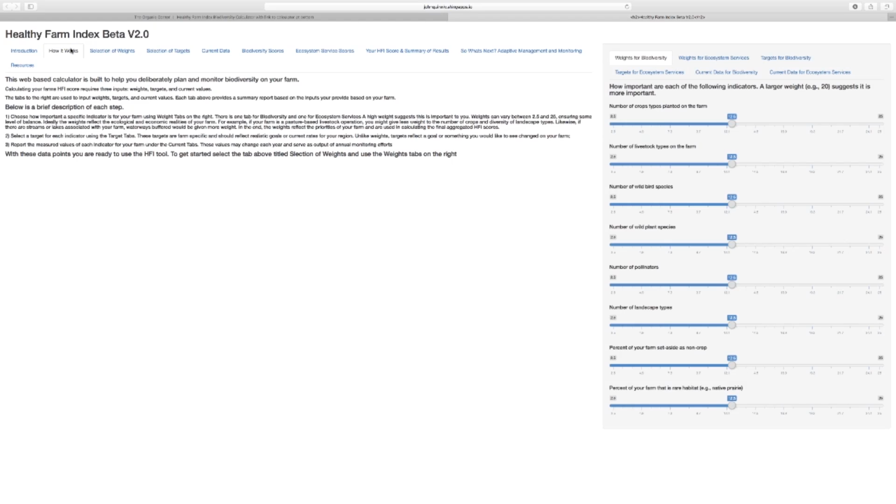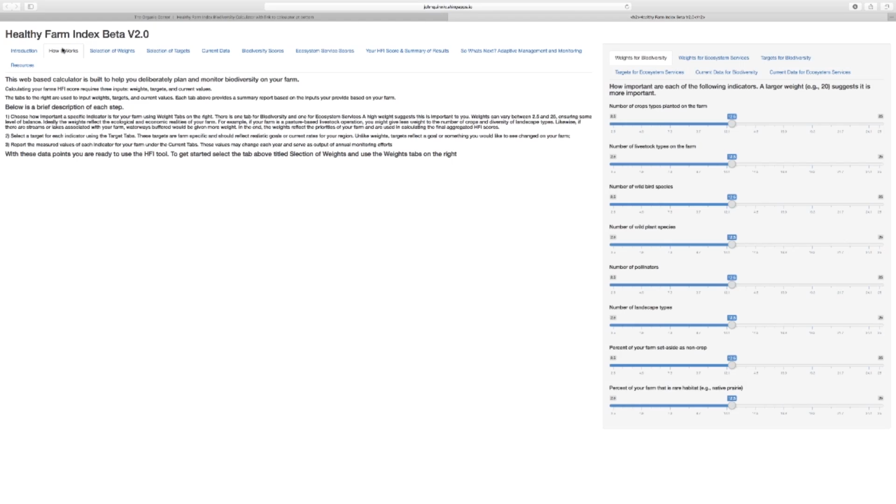The weights represent the objectives that we talked about before, so the value-driven statements. The targets represent, for each indicator, where you want to be. And then finally, the current data represents where your farm is, and this is what you will put in at the end.